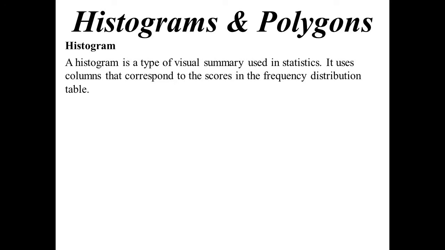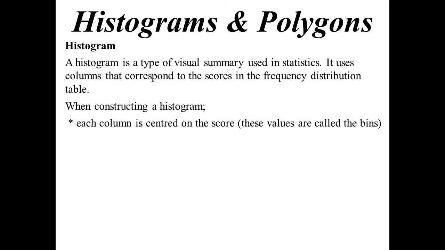So let's look at histograms and polygons in a bit more detail. I mean, they're the two types of graphs we're used to seeing with stats. So the histogram, you remember, is the one that looks like a column graph, but it has some different rules to just ordinary column graphs. So when we draw up our histogram, the score is centered on the column. So you always put whatever the value is in the middle of the column.